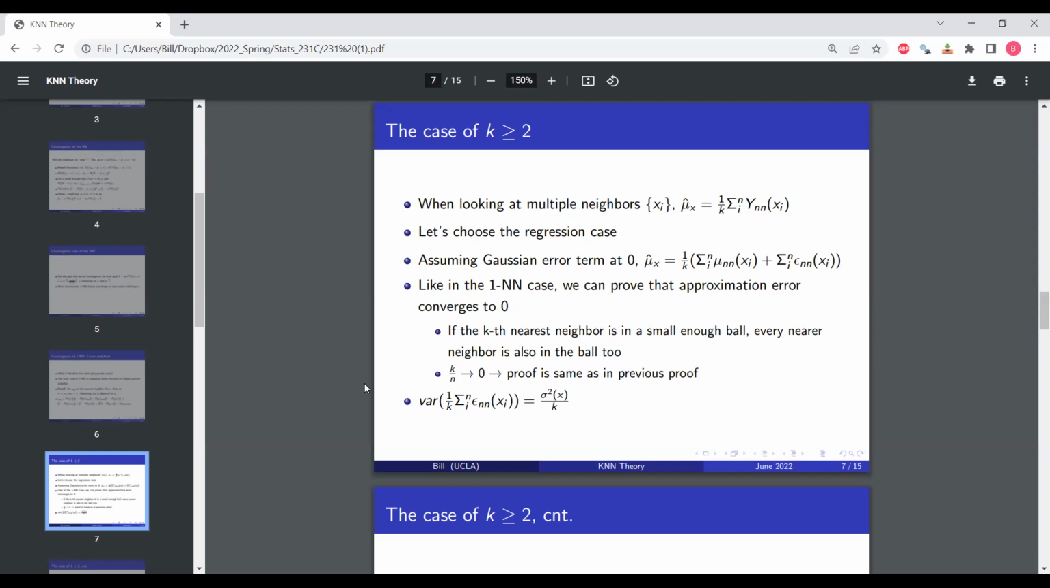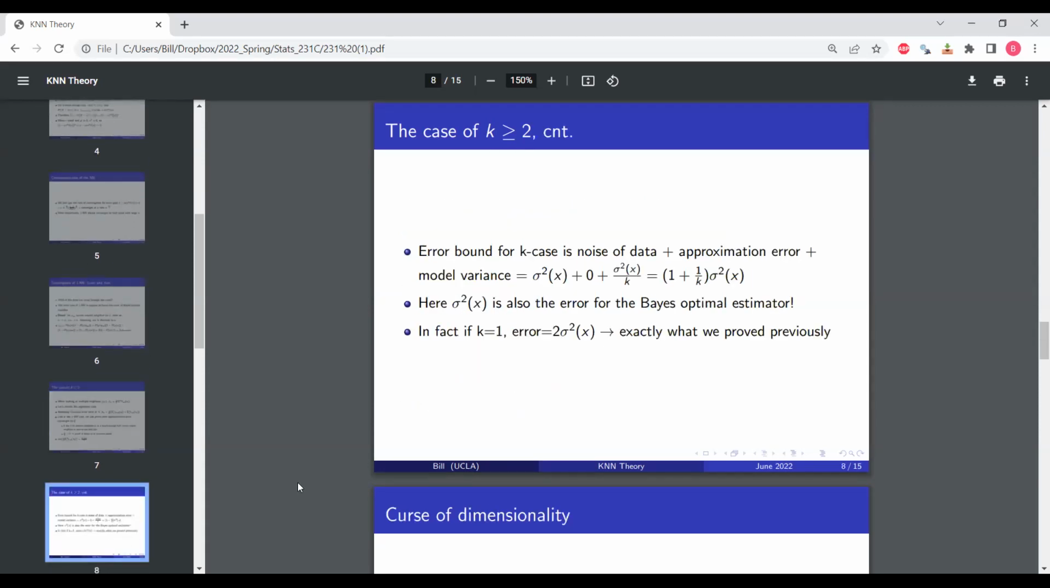Another thing that we will want to note is that the variance of the epsilon value is just the bias over k. And this is very important because if we look at the bias variance split of the KNN, we see that the KNN error bound is just the noise of the data plus the approximation error plus the model variance. Previously we found the model variance, and the approximation error is 0 here because we are assuming, remember, that similar inputs have similar outputs. We can see that the error for the k case or the KNN case is just sigma square of x plus 0 plus sigma square of x divided by k, which is just 1 plus 1 over k times sigma square x.